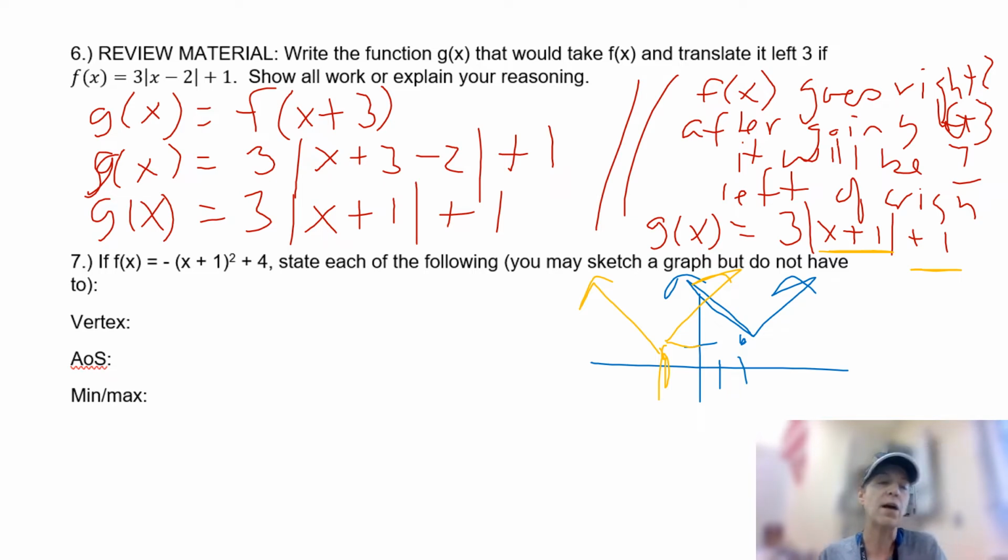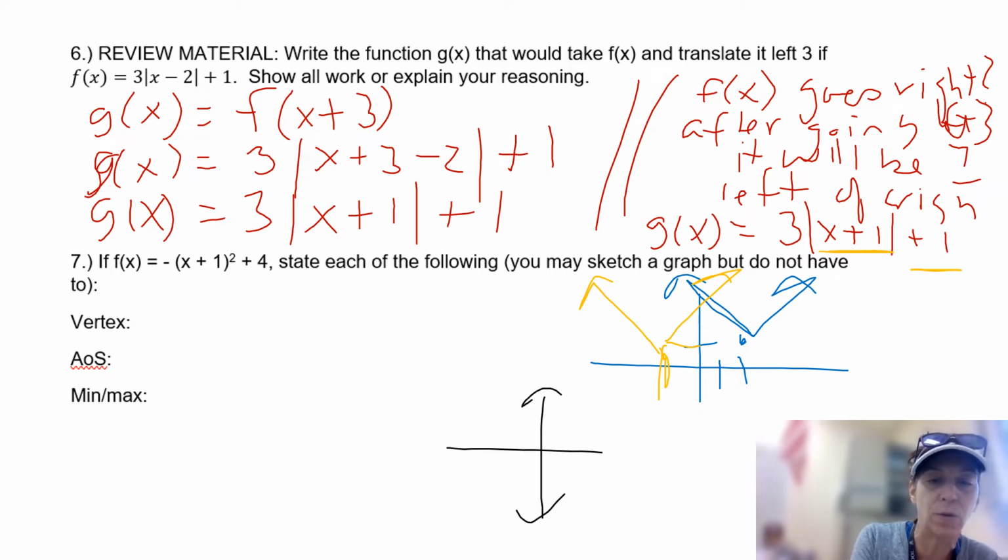Question 7. If f of x is negative (x plus 1) all squared plus 4, state each of the following. You may sketch a graph, but you do not have to. I'm a very concrete learner. I'm very, very visual. So I need to see stuff. If you're going to ask me to state the vertex from that, I can do it without graphing it. But if I'm taking a test and I want to be super sure that I'm getting it right, I am absolutely going to sketch a graph. So that one is flipped, okay? I know you guys can't see what I'm pointing at. Hang on. I know that it is flipped over because of the minus sign. It goes left 1 and up 4.